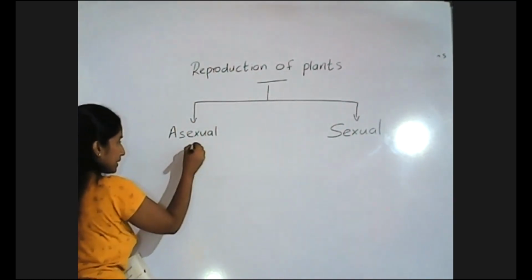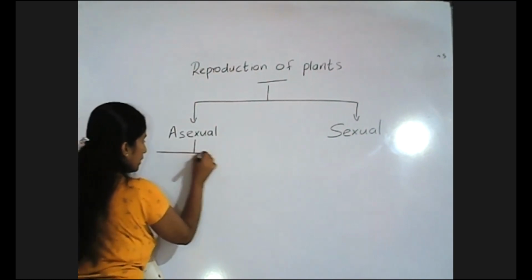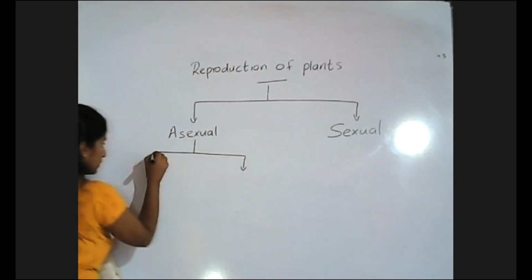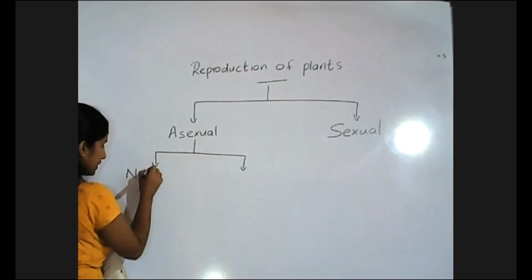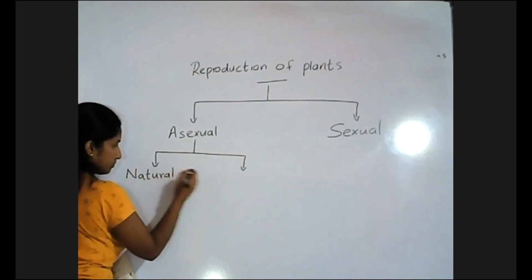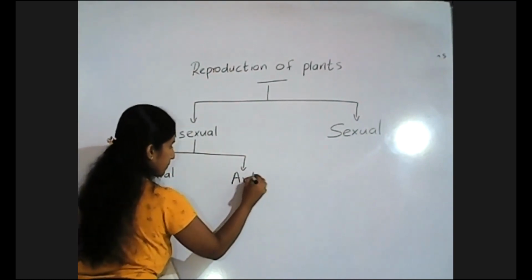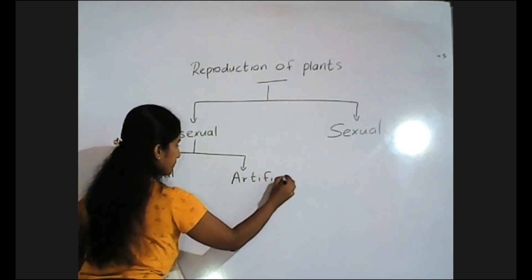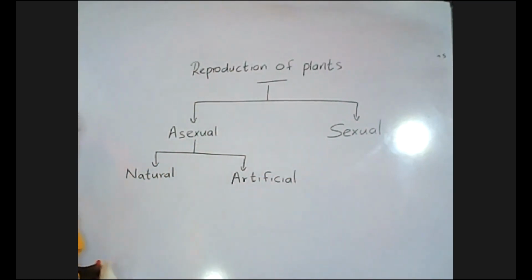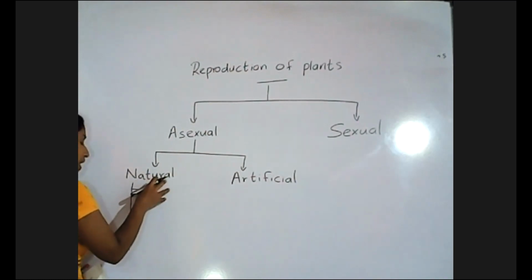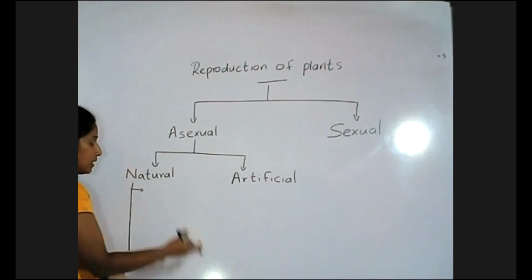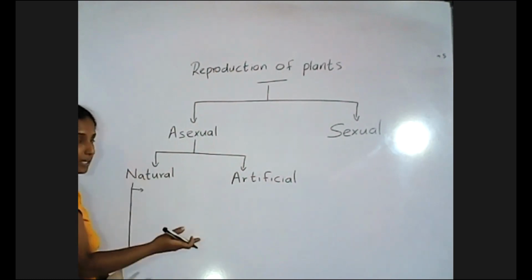In asexual reproduction, again, there are two types: natural asexual reproduction and artificial asexual reproduction. Natural reproduction occurs in different ways. That means how they form the next generation, how they form the next plants.